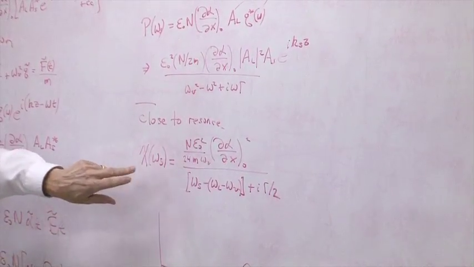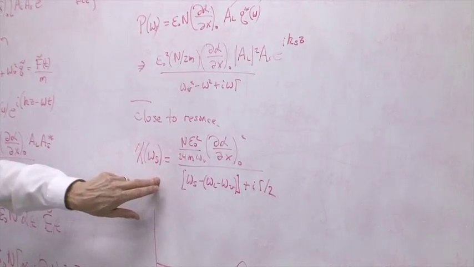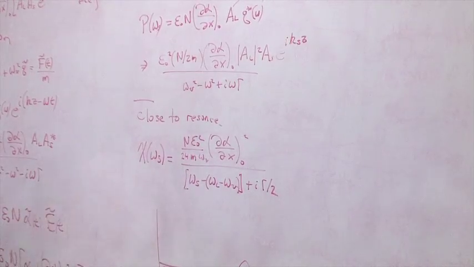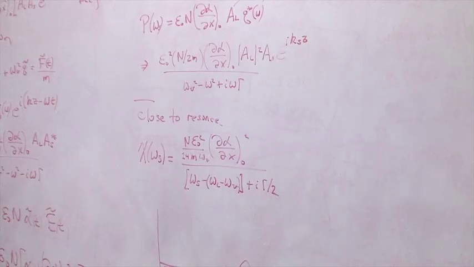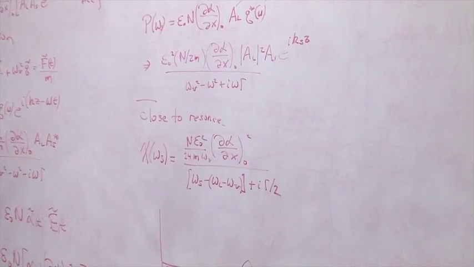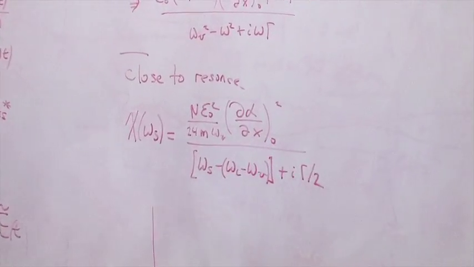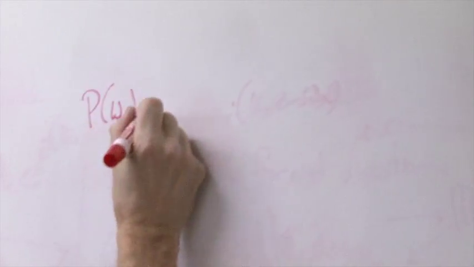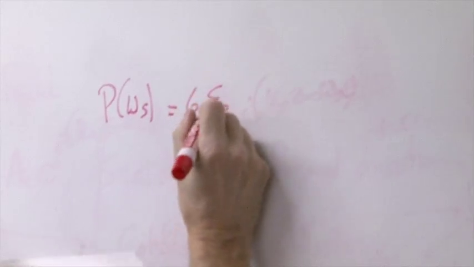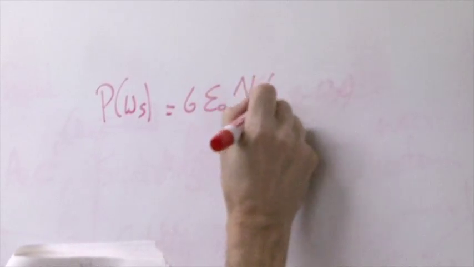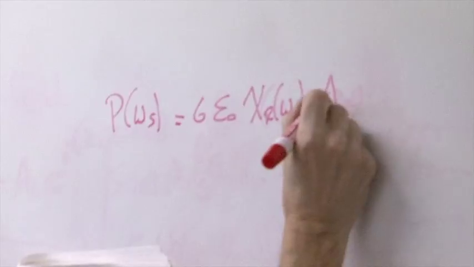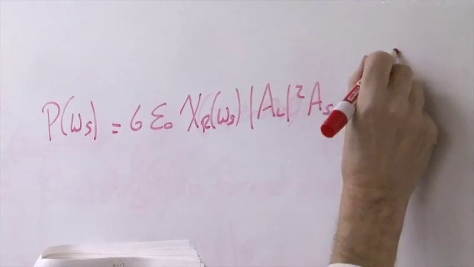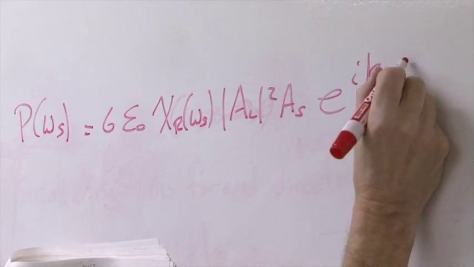Sorry. I wanted to write this in terms of the Raman susceptibility. I wrote down the right-hand side of this. I copied down the left-hand side wrong. So this is the Raman susceptibility. I guess I'm supposed to define that. P of omega s equals 6 epsilon 0 chi Raman at omega s a laser squared a Stokes e to the i k Stokes z.